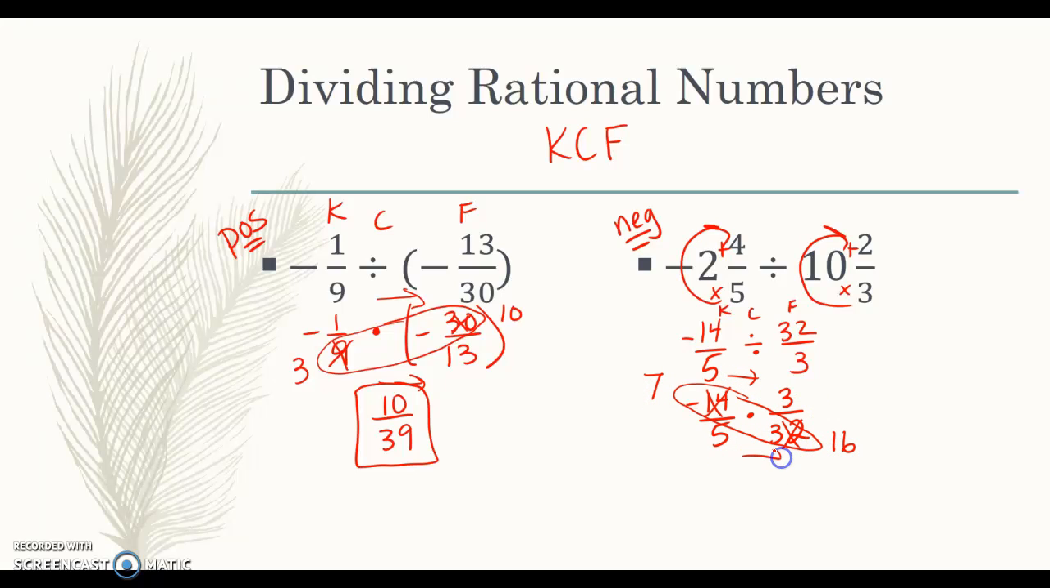So this one's going to have a little bit bigger numbers, which is no big deal. 7 times 3 is 21, and then 5 times 16 is 80. So we've got 21 over 80. Because we can't do any simplifying, that is our final answer. We need to make sure we have our negative sign right there. So our answer is negative 21 over 80.